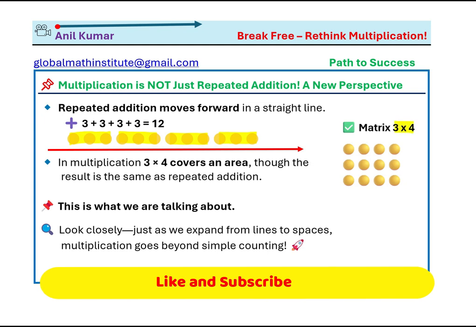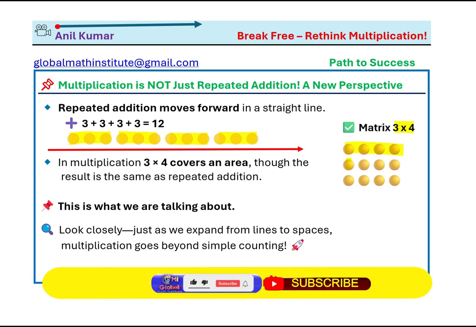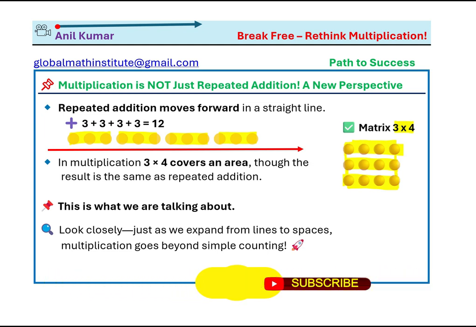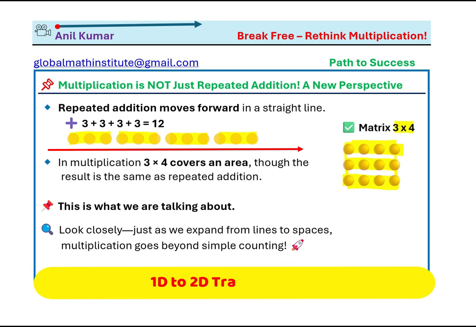However, when we talk about 3 times 4 in multiplication, it is rows times columns. What you notice here is again those 12 items, but now they are forming an area. You see the whole concept. It is a two dimensional vision. It is a transformation from single dimension to two dimensions. That is what we are talking about, right? So in multiplication, 3 times 4 covers an area, though the result is the same as repeated addition. At this closer look, what do you infer?